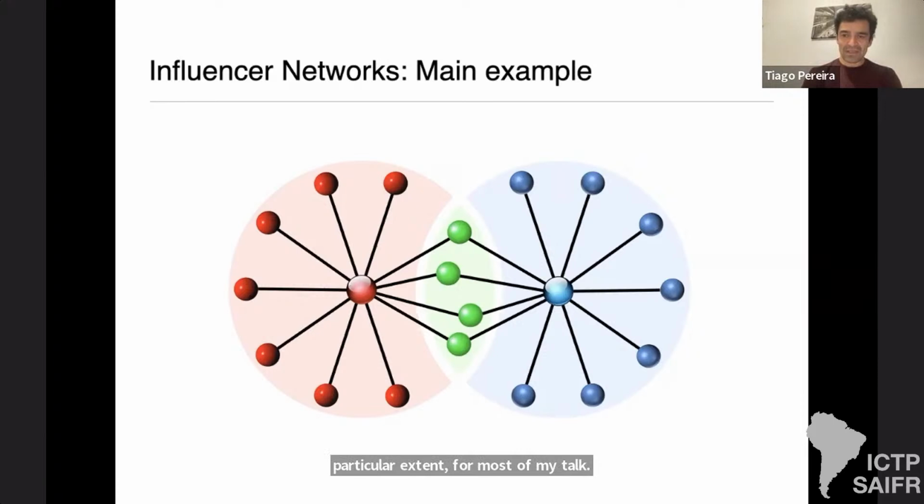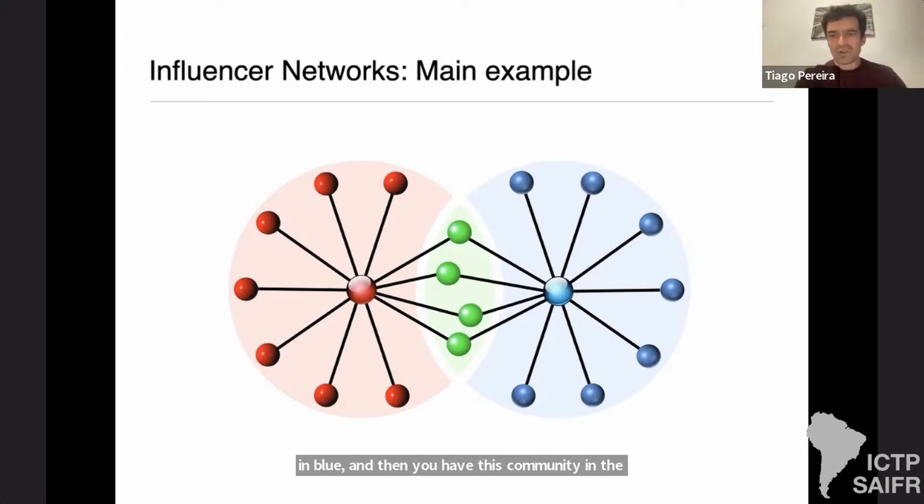So what you see here is a network. You have two hubs in the center of this network, one red hub and one blue hub. Then you have this red group, the nodes attached to this hub, marked in red. The nodes attached to the blue hub are painted in blue. And then you have this community in the middle that I painted green.